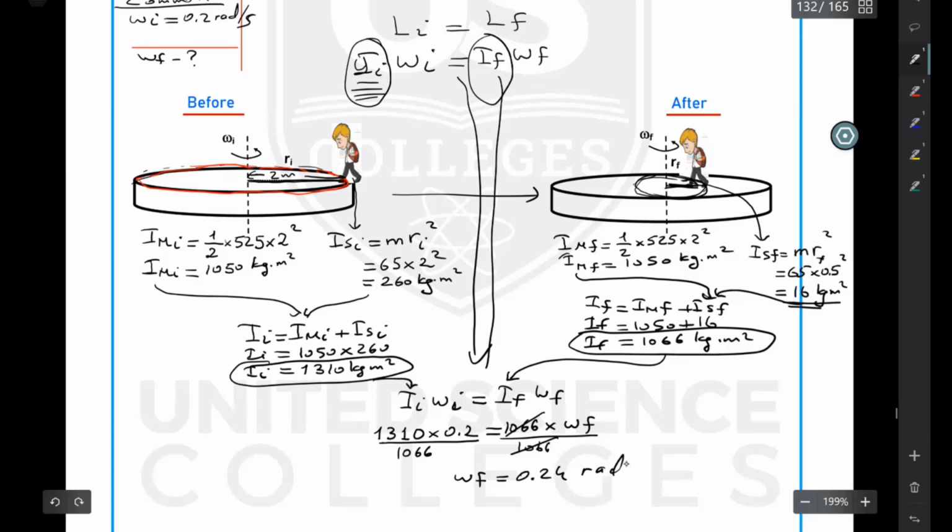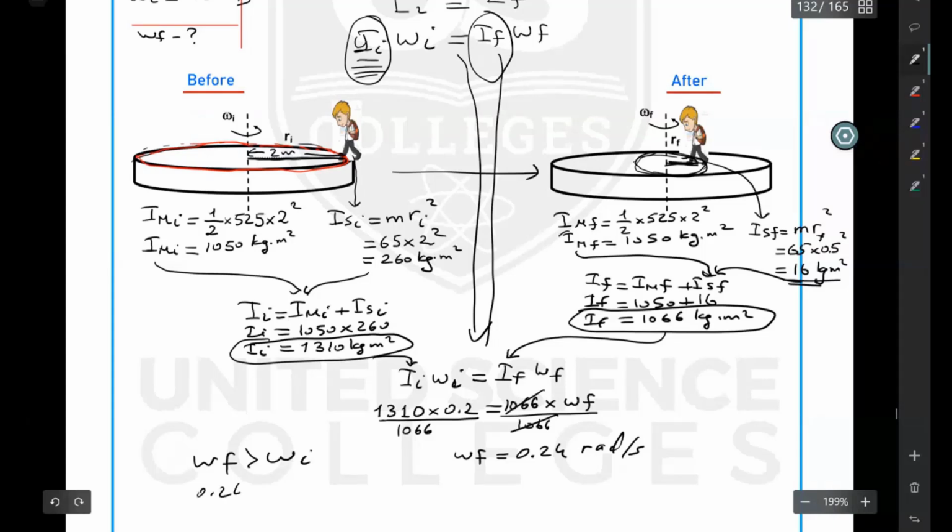0.25 radian per second. This is the result we expected, because we expected that omega final must be greater than omega initial. Because the moment of inertia decreases, the angular speed must increase. 0.25 is final, 0.20 is initial. As you see, the final angular speed is greater than the initial angular speed.